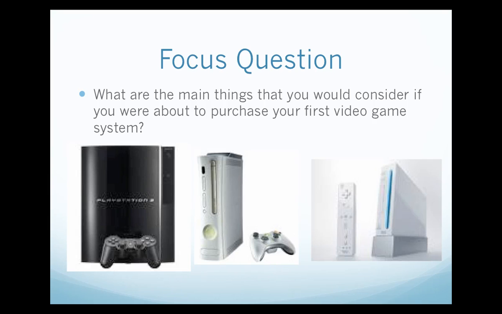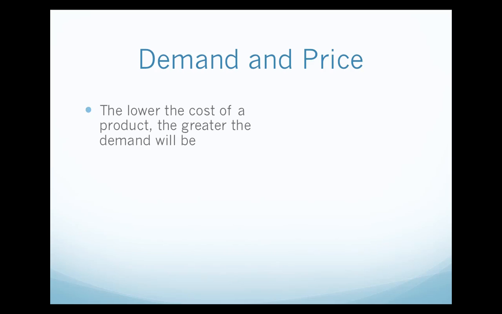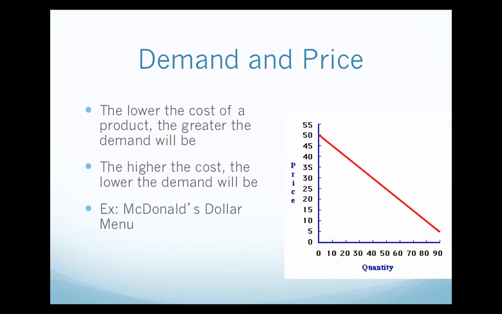The one big one, though, that we can't forget about that I haven't really emphasized enough just yet is price. The law of demand states that the lower the cost of a product, the greater the demand will be. And the higher the cost, the lower the demand will be. Think about McDonald's dollar menu. With McDonald's, they know that if they sell stuff for really, really cheap, that there's going to be a lot of people who want to buy it. So what they've effectively done is said, you know what, we can have some things that are a little bit less expensive on our menu because that'll bring in more people, and that creates more demand for McDonald's in general.